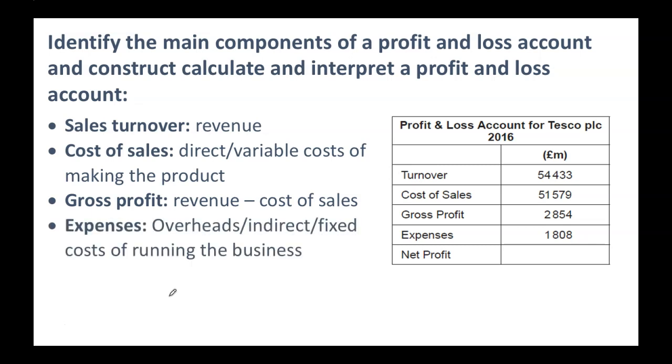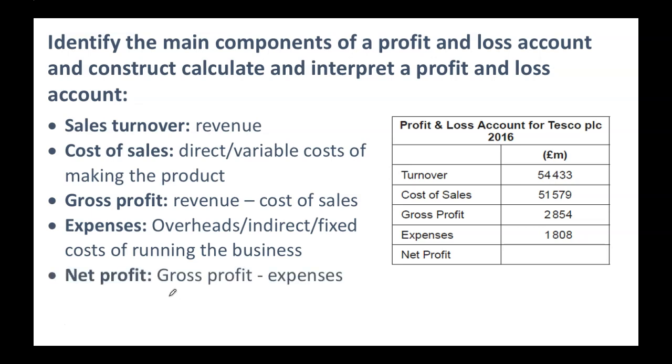Expenses are overheads or indirect costs or fixed costs of running the business. So they are not directly going into the product. So cost of sales for Tesco would be things like the supplies, the Kellogg's cornflakes, that kind of thing. Expenses might be the rent on the premises that they have.